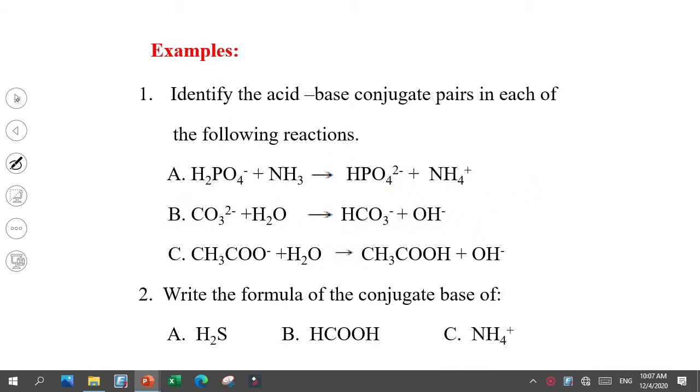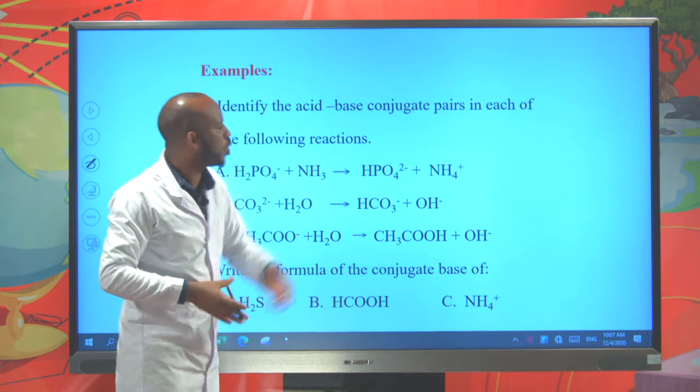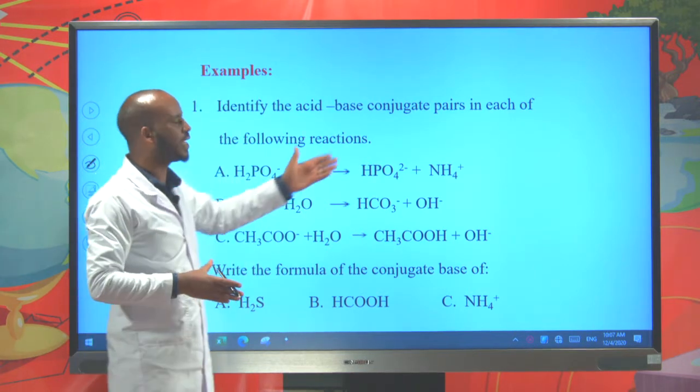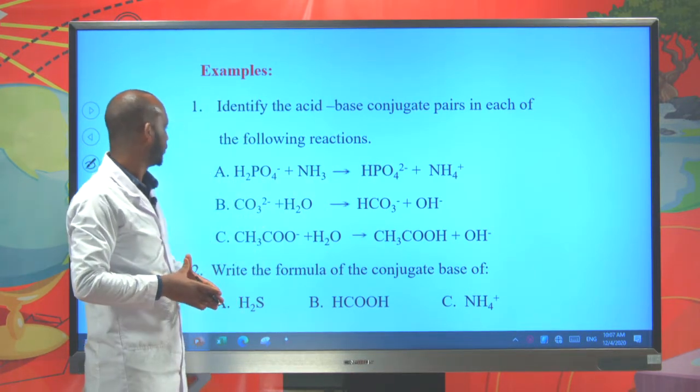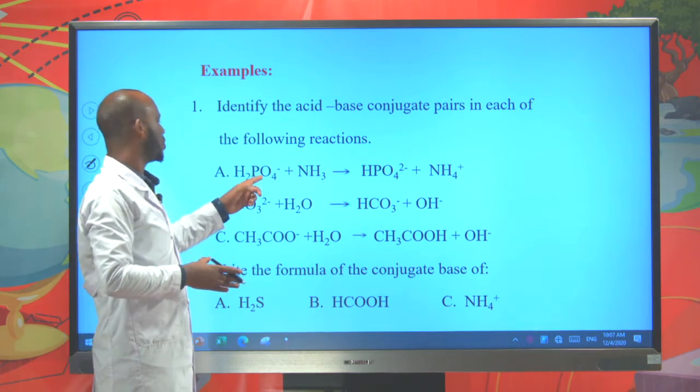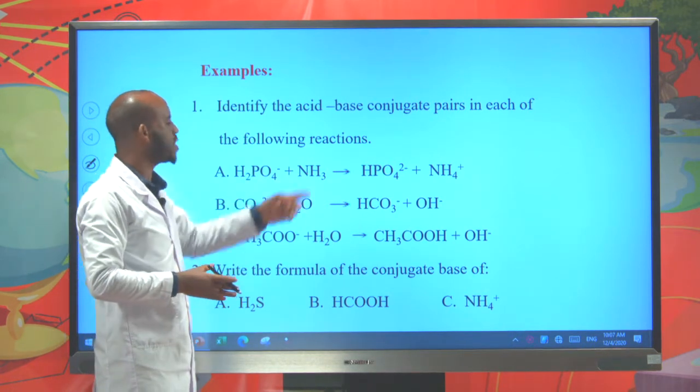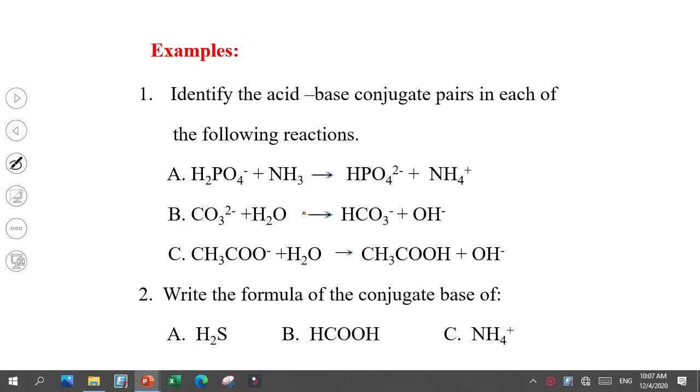Examples. Identify the acid-base conjugate pairs in each of the following reactions. A. Dihydrogen phosphate plus ammonia gives monohydrogen phosphate plus ammonium ion.